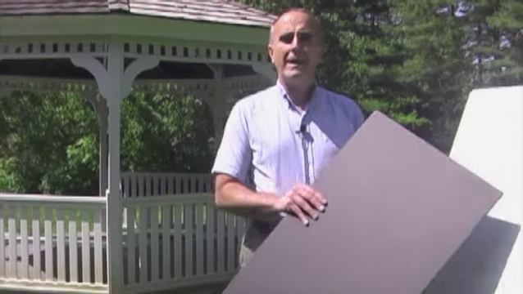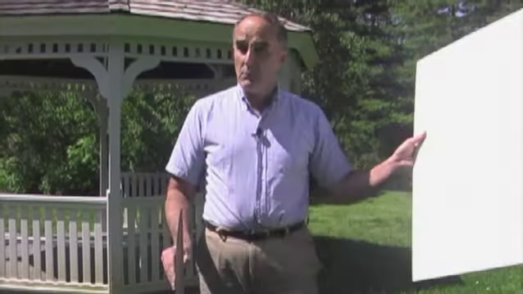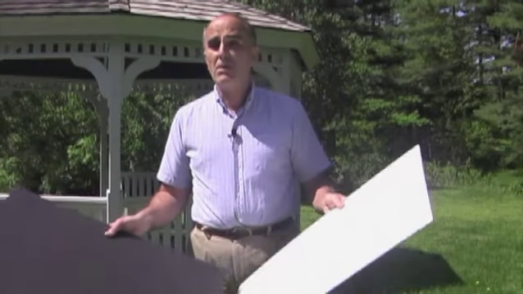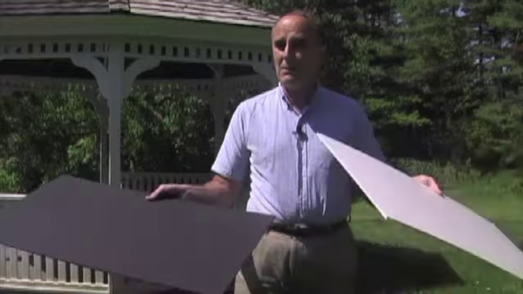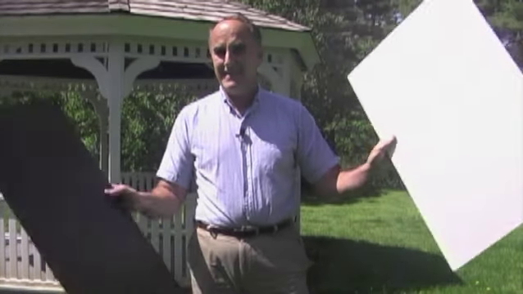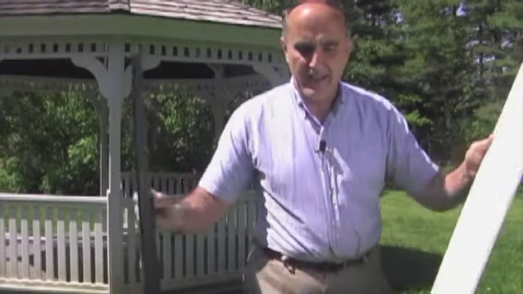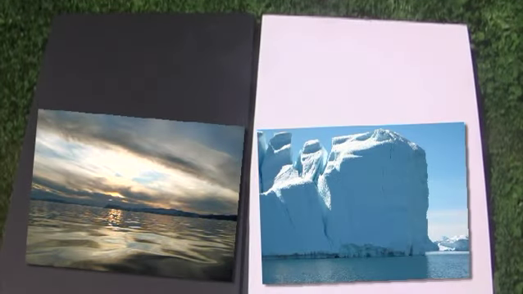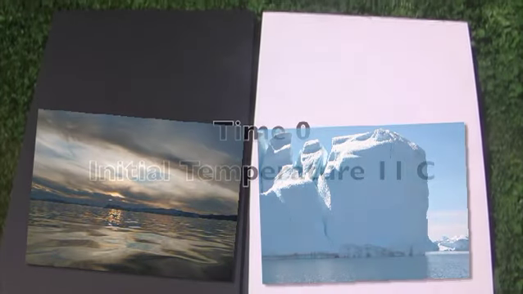So I have these two pieces of foam. One is white, one is black. One reflects lots of sunlight, the other one doesn't. Now, if we use our imagination, we can consider these not to be two pieces of foam, but we consider this to be an ice sheet, and this to be the ocean. So what we're going to do is just lay these down in the sun, and I'll quickly measure their temperature.